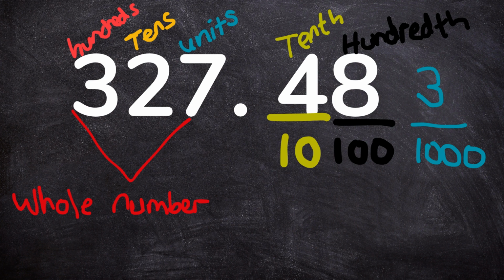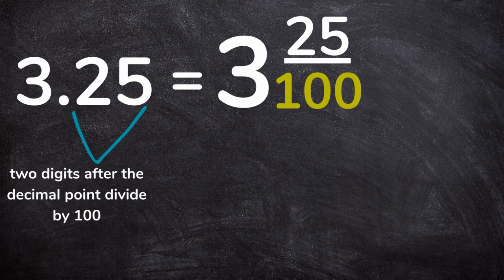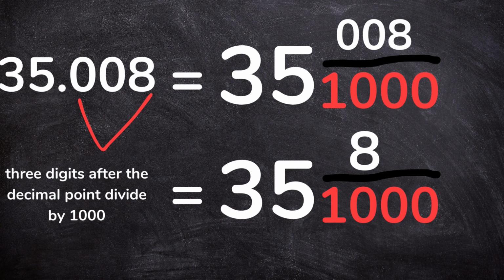So another trick to remember is that the number of digits you have after the decimal point will tell you how many times you're going to be dividing by. So if I only have 1.8, I only have 8 after the decimal point, only one digit. That's divided by 10 because it's only one digit. If it's 2 digits, it's divided by 100. If it's 3 digits, divided by 1,000. And you keep going like that.